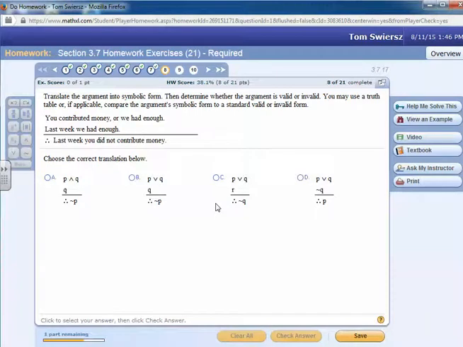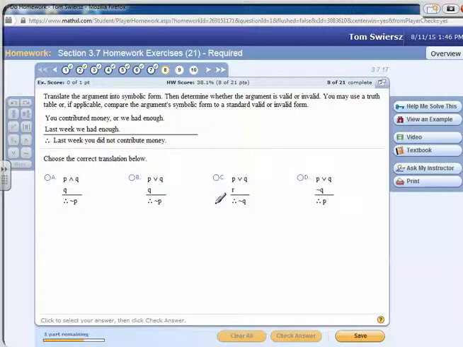Let's go ahead and do homework exercise number 8. You contributed money, which looks like it's going to be P, or is a disjunction, we had enough, which is Q. Last week we had enough, which is exactly Q. And the conclusion, therefore last week you did not contribute money, which is not P.